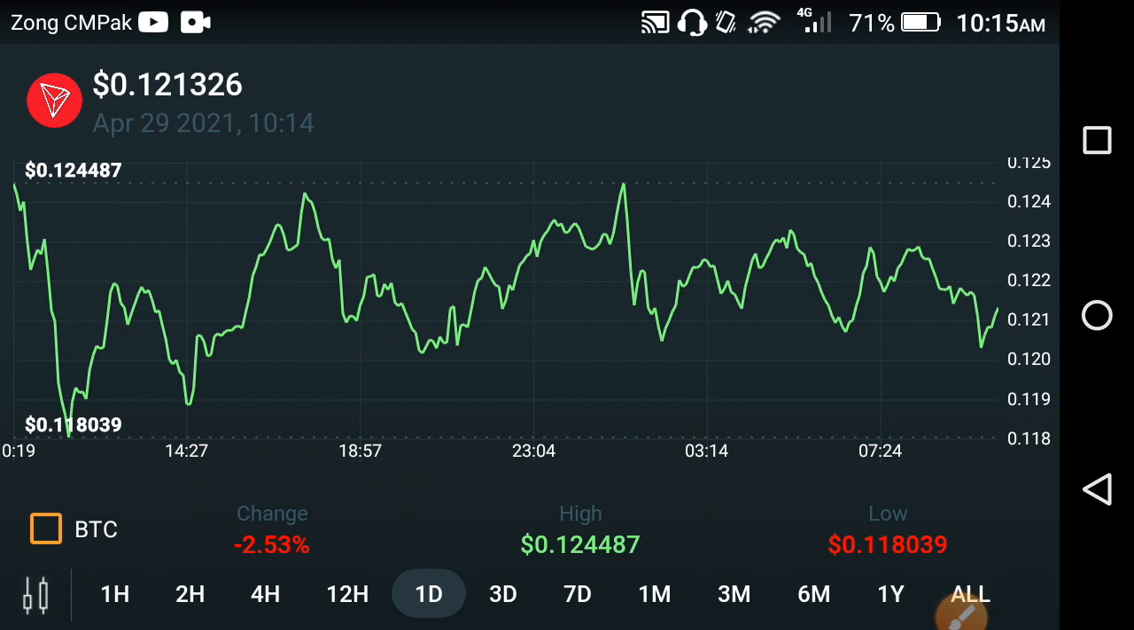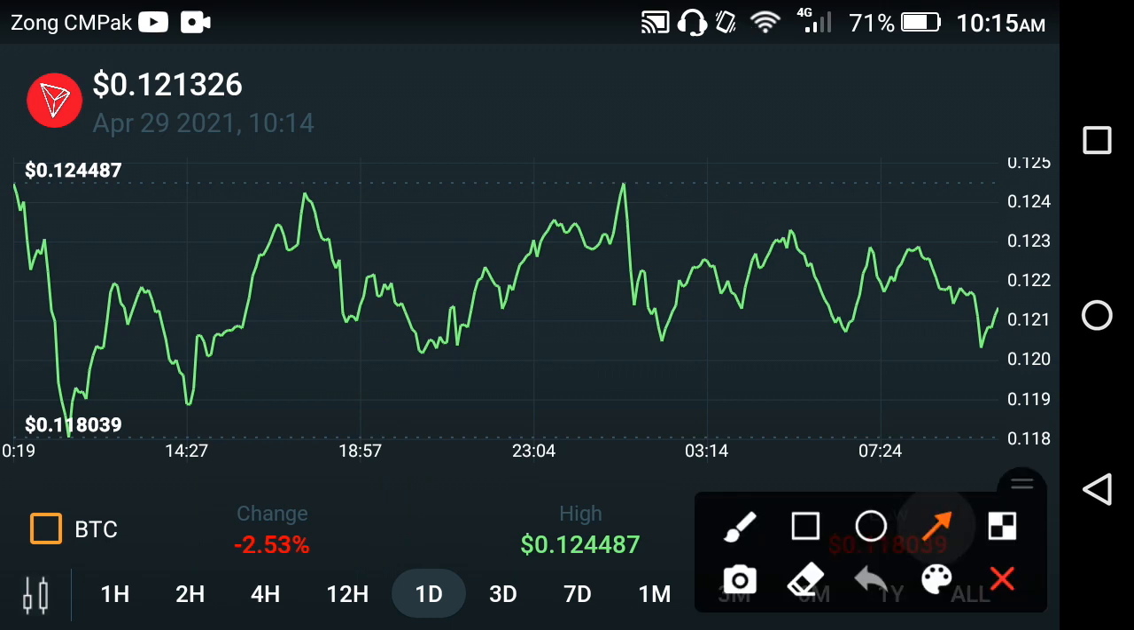Now it's time to hold it friends. As you can see here, you are also in the loss. As you can see here, the last 1 week change is negative. That means that you are in the loss from the previous last 1 week friends. So you have to hold your coin until the end of this year friends. 2021 you should hold TRX coin friends.